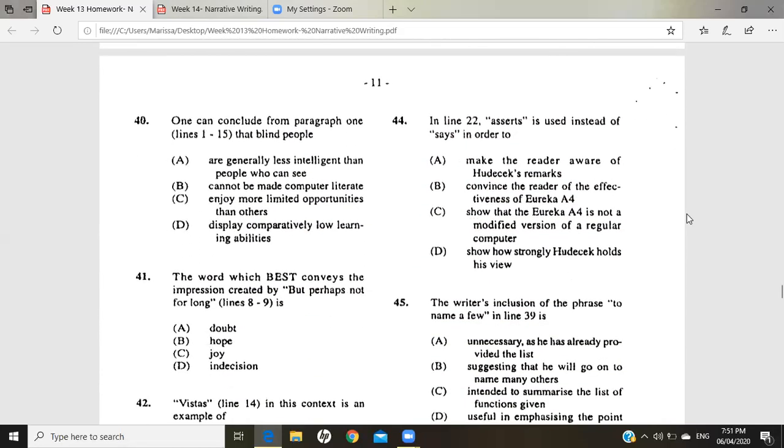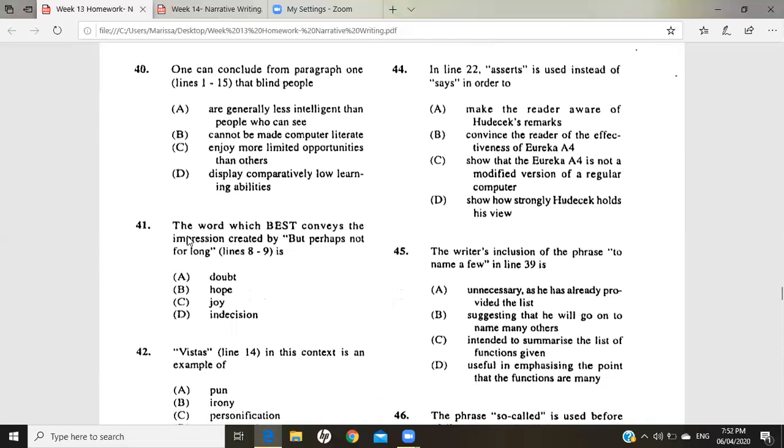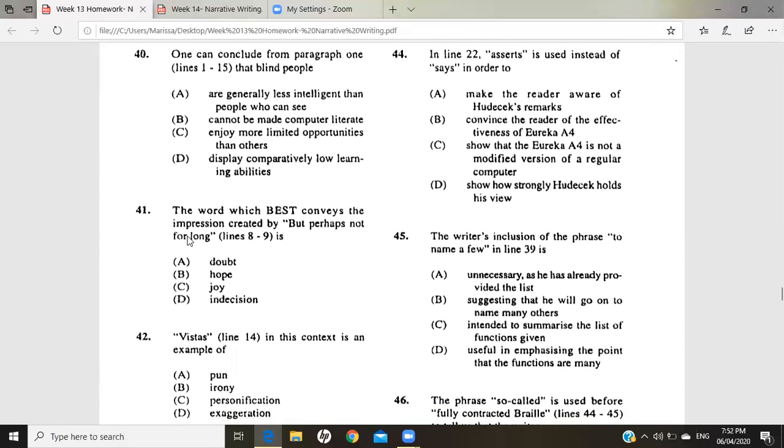Number 40, one can conclude from paragraph 1 that blind people are what? You remember we know that they're saying that blind people are disadvantaged, right? So the best option would be C, enjoy more limited opportunities than others. Because the whole argument of paragraph 1 is that they were at a disadvantage. But they even showed how some of these disadvantages really help them to cope with other problems.